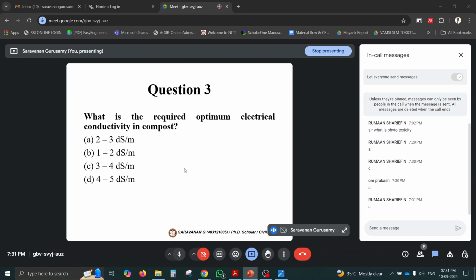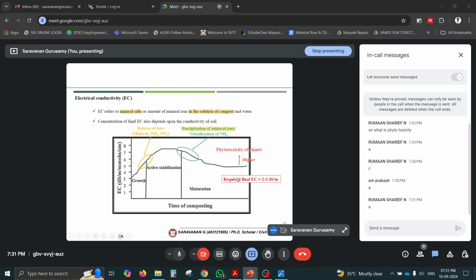2 to 3, 1 to 2, 3 to 4, and 4 to 5. The answer is optimum electrical conductivity, option A. Yes, 2 to 3. That's the required final EC. If it is higher than this value, then it will create phytotoxicity to the plant. So it should be 2 to 3 decisiemens per meter.